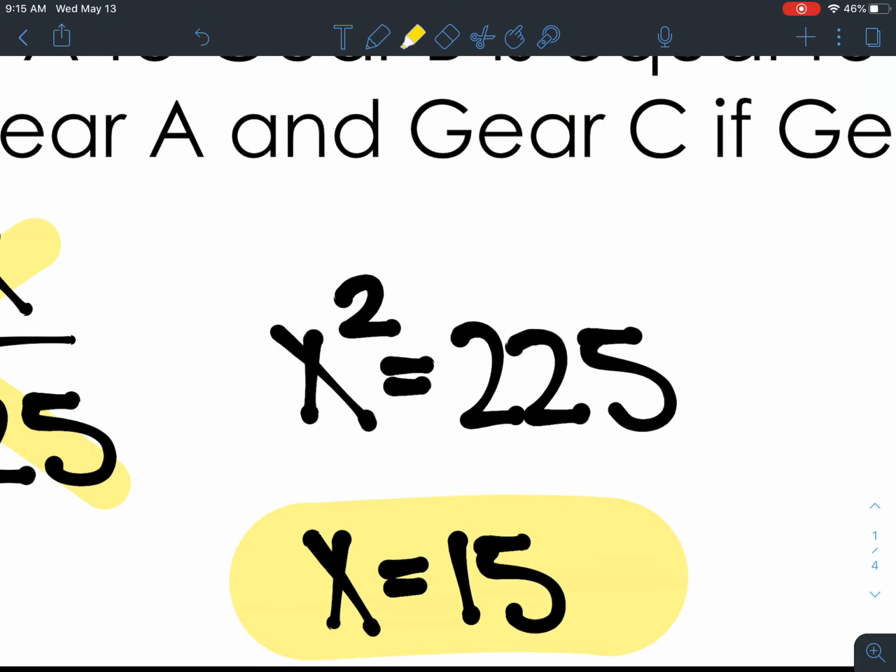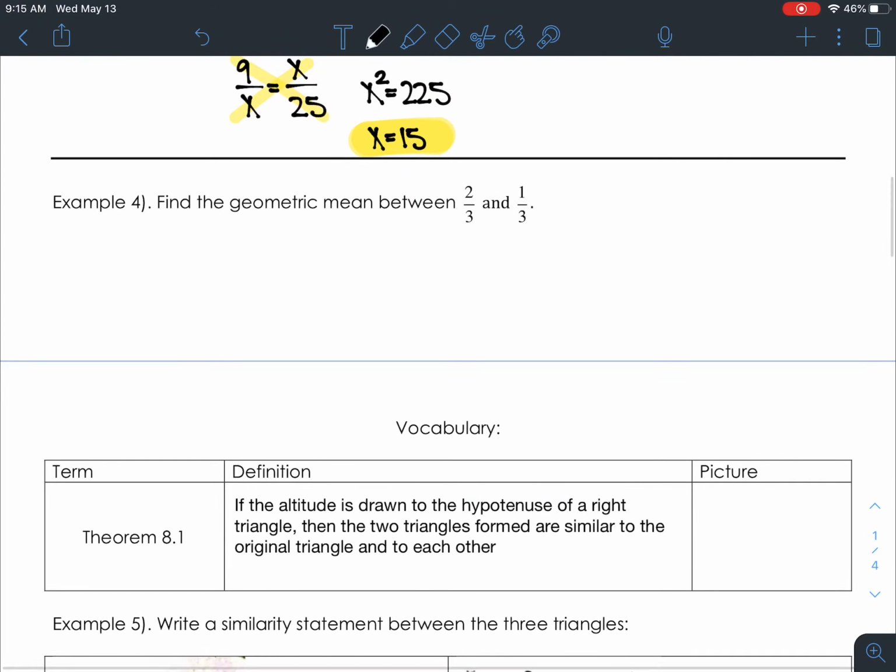Okay? All right, I'm going to stop there. We're not going to do example 4 because we're just going to move on to a new topic.